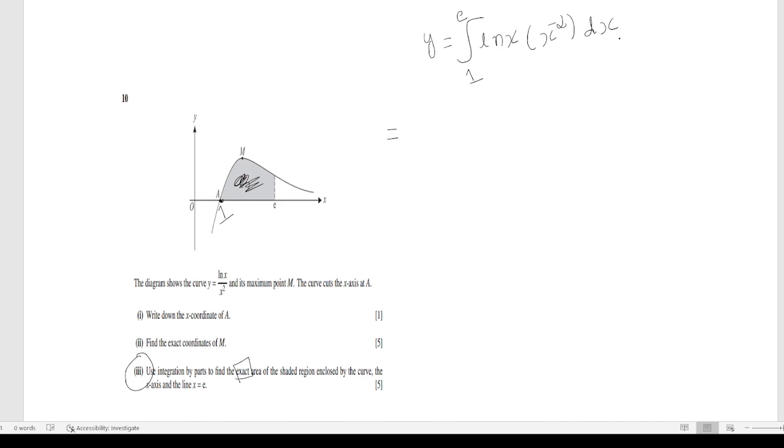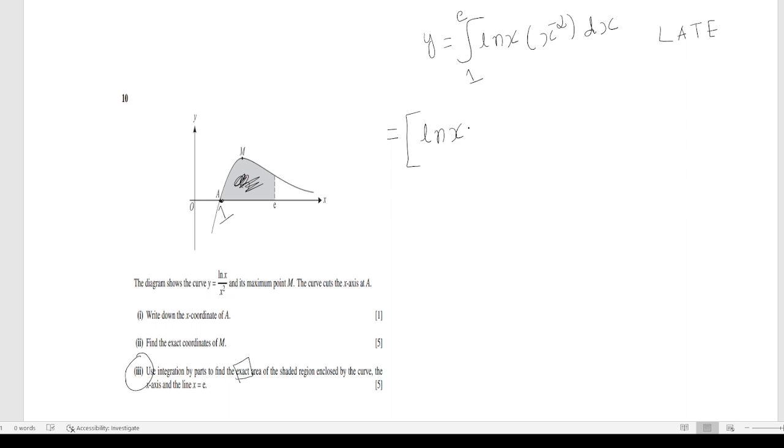When we are doing integration by parts, we use the LATE rule, where the logarithmic, algebraic, trigonometric, and exponential. If it's logarithmic, then it's going to be the first function. So over here we have ln x, which is logarithmic, so it is going to be the first function. So we are going to write ln x as it is. Then we are going to integrate the second function.